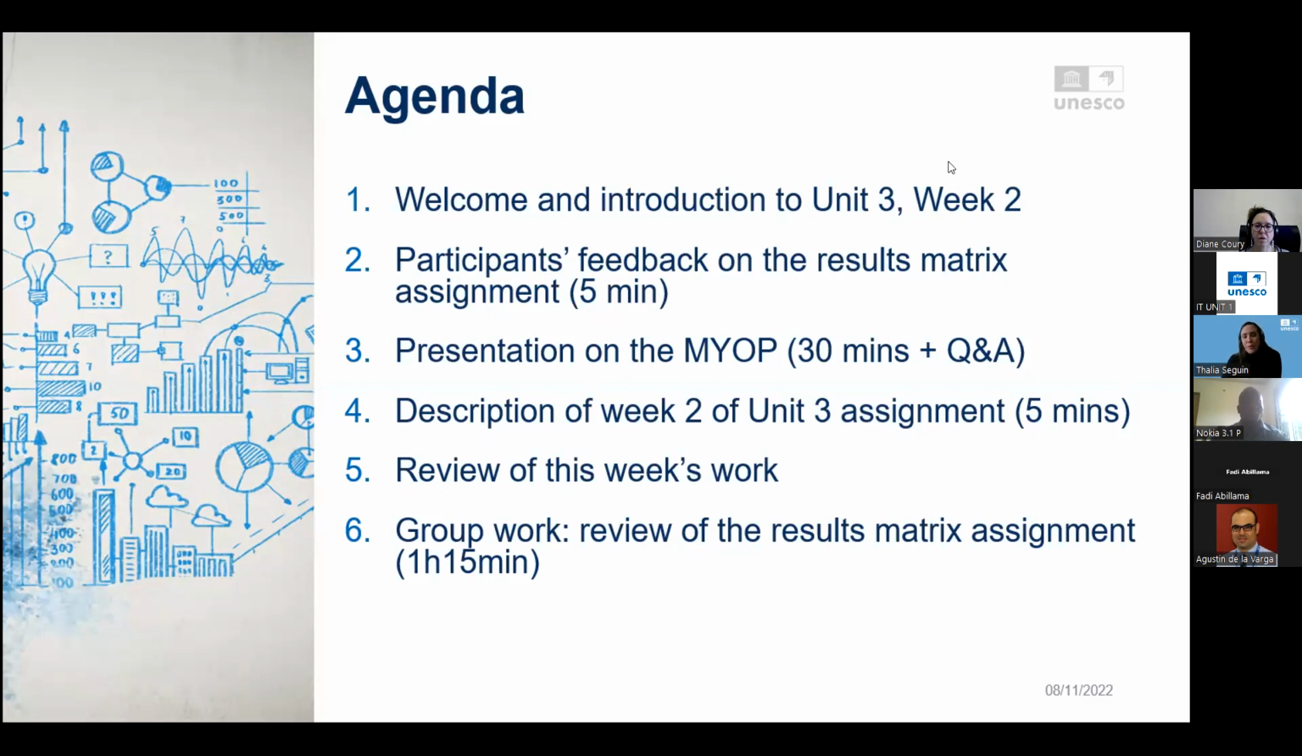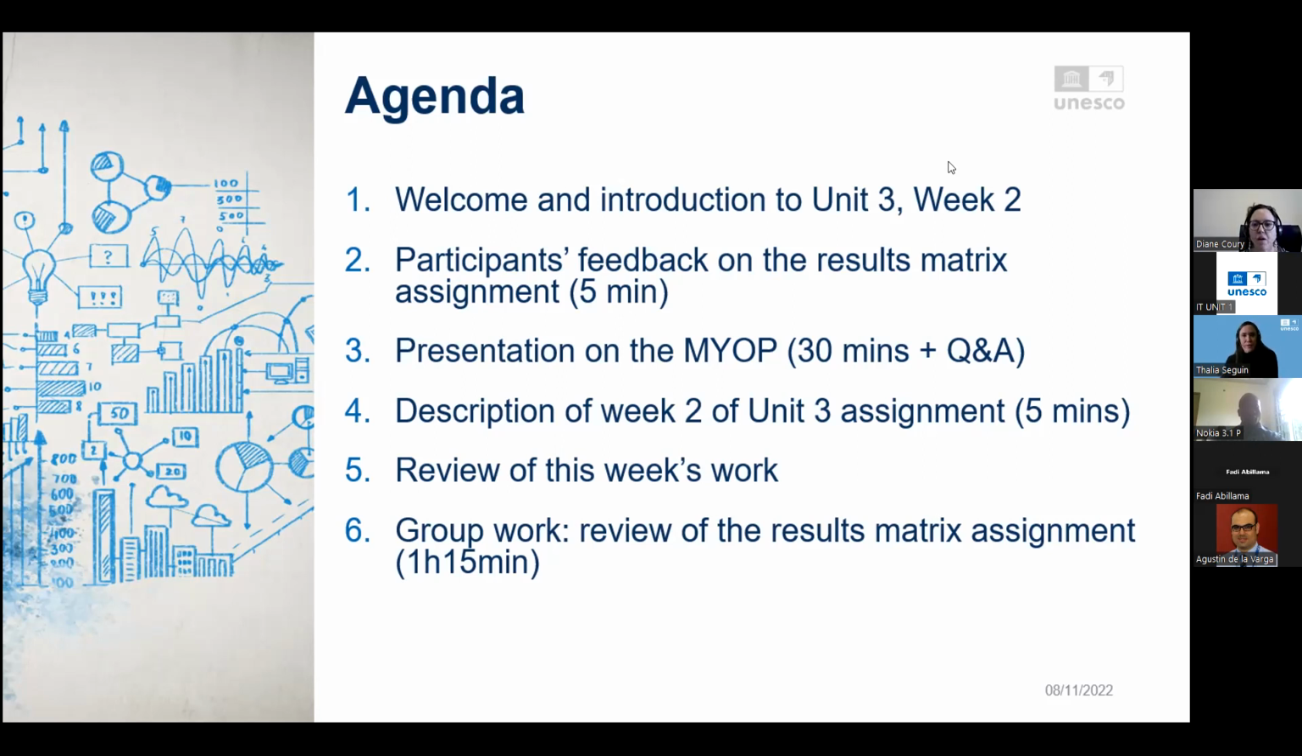Then we'll take you through a brief description of the Week 2, Unit 3 assignment. And we will then move into a brief review of what you have ahead for the next week in terms of workload. And then we will break into our groups, one for upper secondary and one for TVET, where we'll have the opportunity to review the results matrix assignment and discuss any outstanding questions.